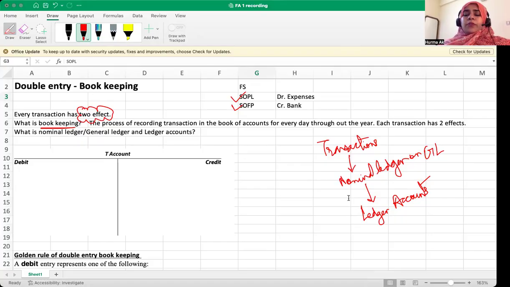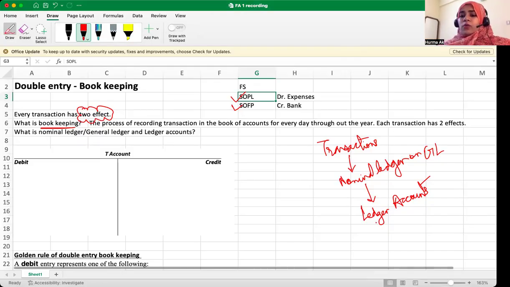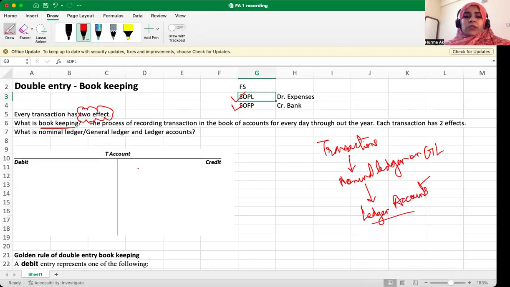Yeah. So the moment you open this book or this file, the nominal ledger, which contains n number of accounts, such as cash, expenses, like I said, these are ledger accounts, and you will be able to know the total, the end balance in each of these accounts. So every account will have some balance, and this is what is a ledger.